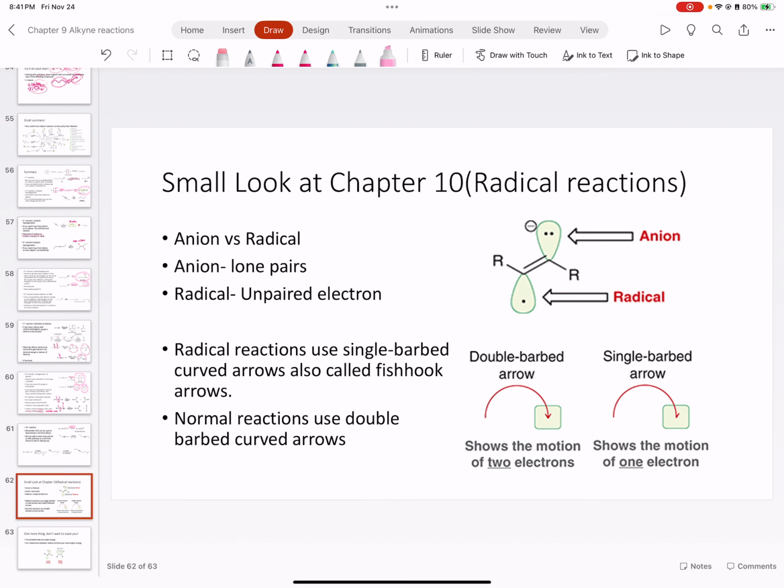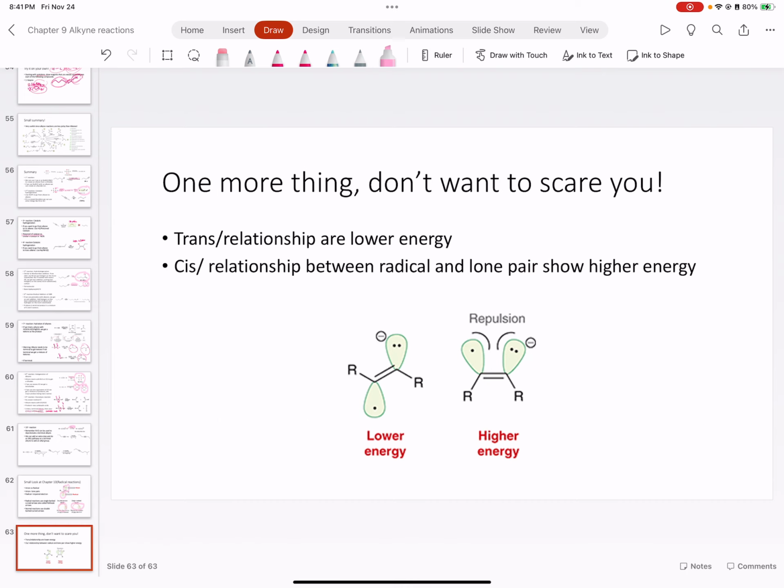So here's a small look at chapter 10, radical reactions. Anion versus radical: an anion is shown with a lone pair, while a radical is just shown as an unpaired electron. Radical reactions use single-barbed curved arrows, also called fishhooks. So we just use fishhooks for radical reactions. Normal reactions use double-barbed arrows, just the regular arrow you've been using.